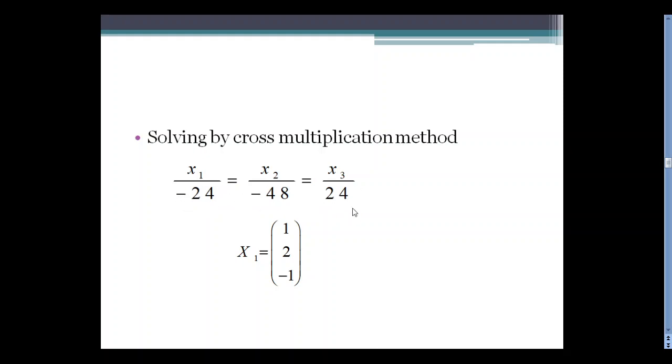All three values are divisible by minus 24. So I will get 1, 2, and when you divide, we get minus 1. This is your first eigenvector.